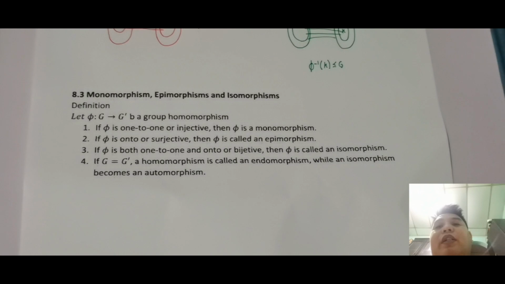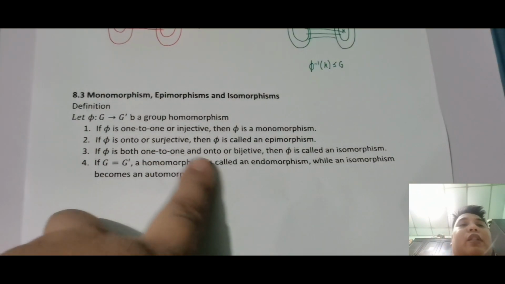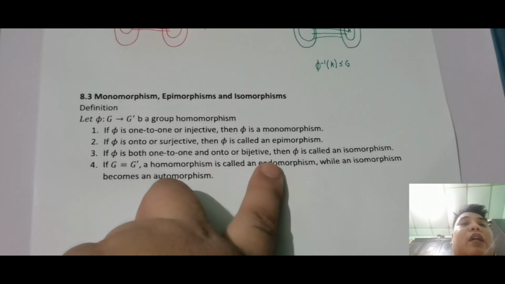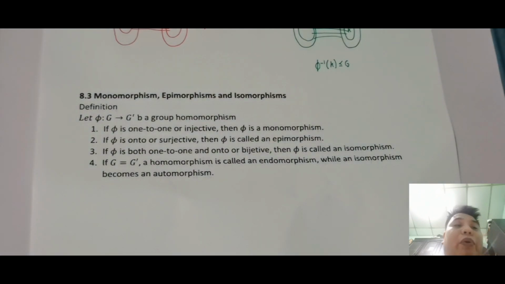If φ is one-to-one or injective, then φ is a monomorphism. If φ is onto or surjective, then φ is called an epimorphism. If φ is both one-to-one and onto, or bijective, then φ is called an isomorphism. So again, one-to-one is called monomorphism, onto or surjective is epimorphism, and bijective is automatically an isomorphism.